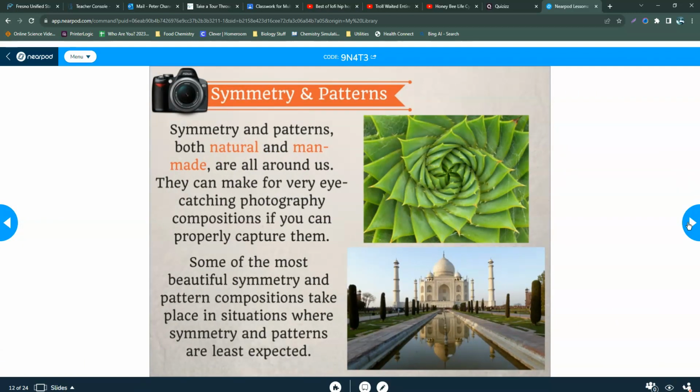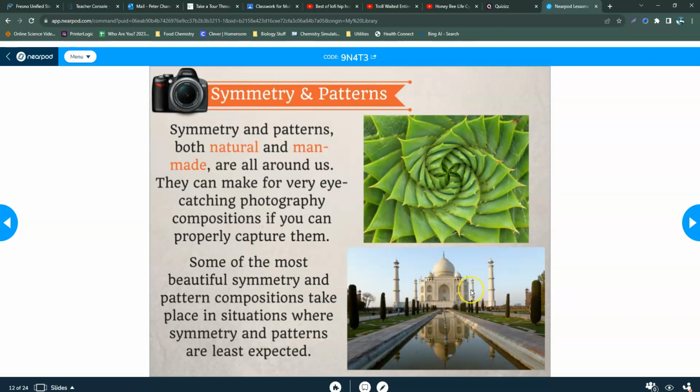The next elements are a combination, symmetry and patterns. Symmetry and patterns, both natural and man-made, are all around us. They can make for very eye-catching photography compositions if you can properly capture them. Some of the most beautiful symmetry and pattern compositions take place in situations where symmetry and patterns are least expected. This top picture is an example of a pattern in nature. This is a succulent plant, and it's really interesting to look at.